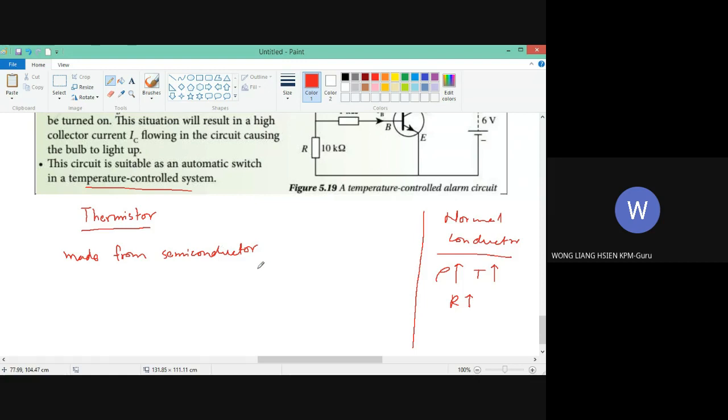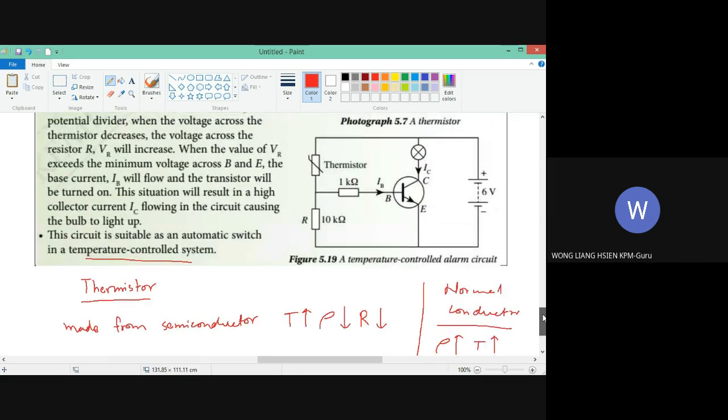But this semiconductor is the opposite. When the temperature increases, the resistivity of the semiconductor will decrease. So that means the resistance will decrease. You see that? So that is why for the thermistor, the resistance will decrease when the temperature increases. So for example here, let's say during normal temperature.